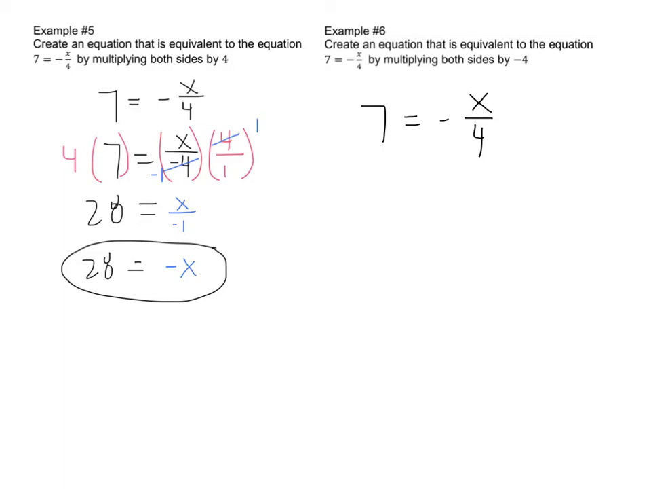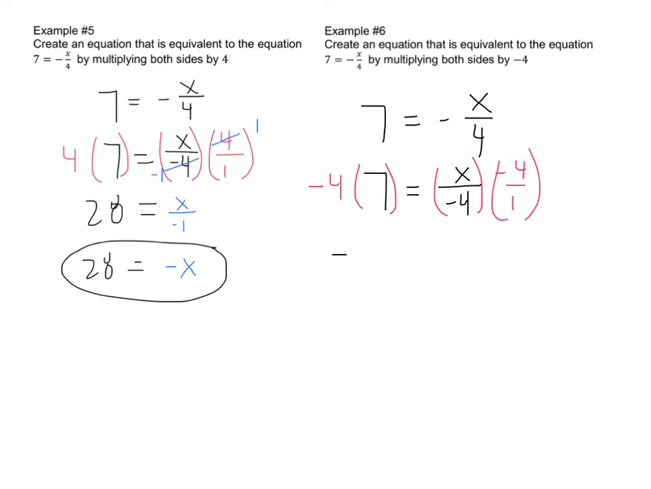All right, welcome back. Let's see what you got. So I'm going to do this, and again, I'm going to rewrite this as 7 equals positive x over negative 4. All right, and let's go ahead and multiply both sides by negative 4. So we have negative 4 over 1. That's the same thing as multiplying by negative 4.